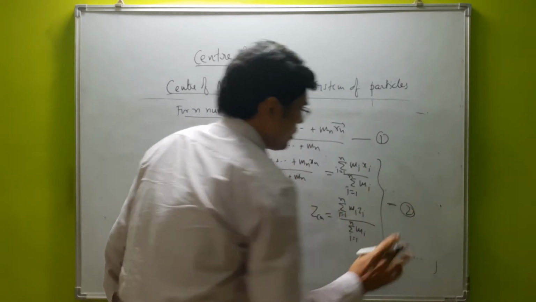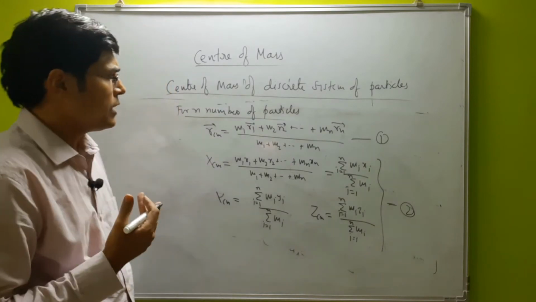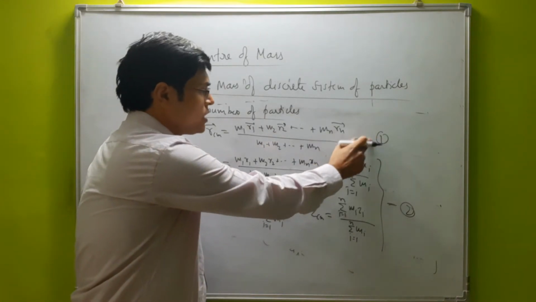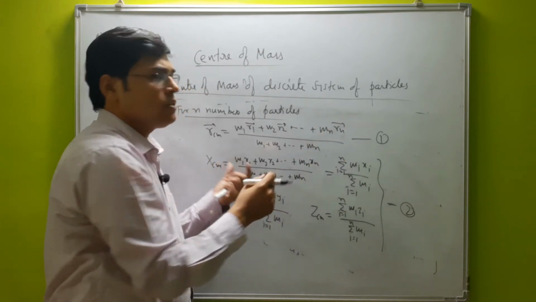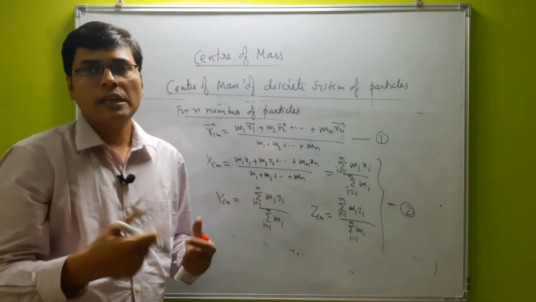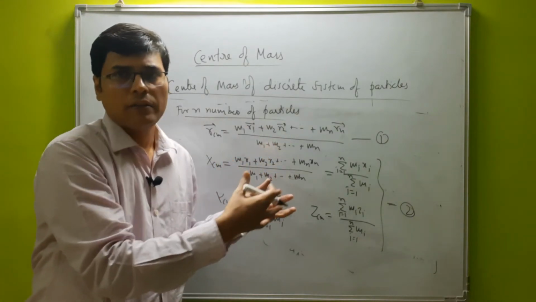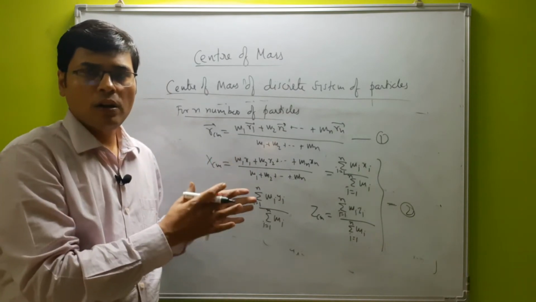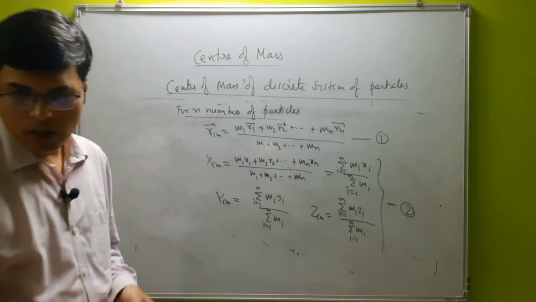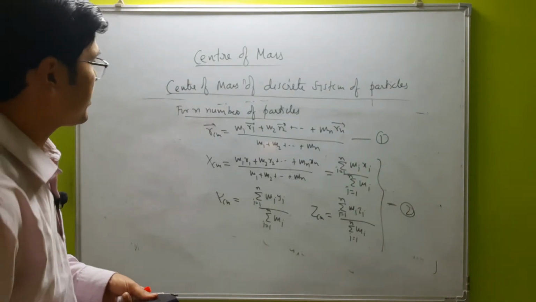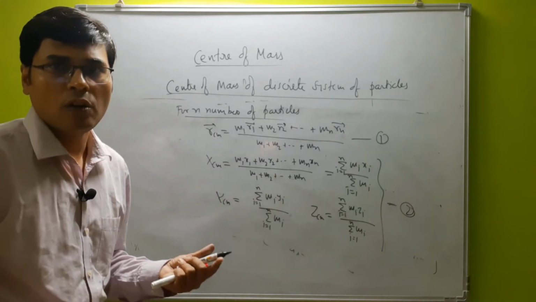Any one of the forms will work for the calculation of center of mass, but I personally prefer this method, because in this particular form you write down position vector in terms of x, y, z coordinates, and that would be easier for you to calculate, right? I will explain it with a suitable example. So this is the general form for n number of discrete system of particles. Now let's understand how to use it in problem solving, right?